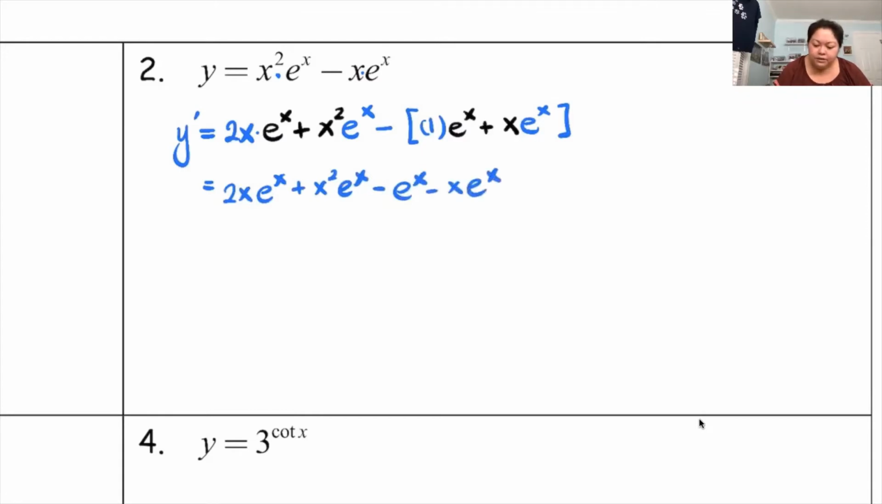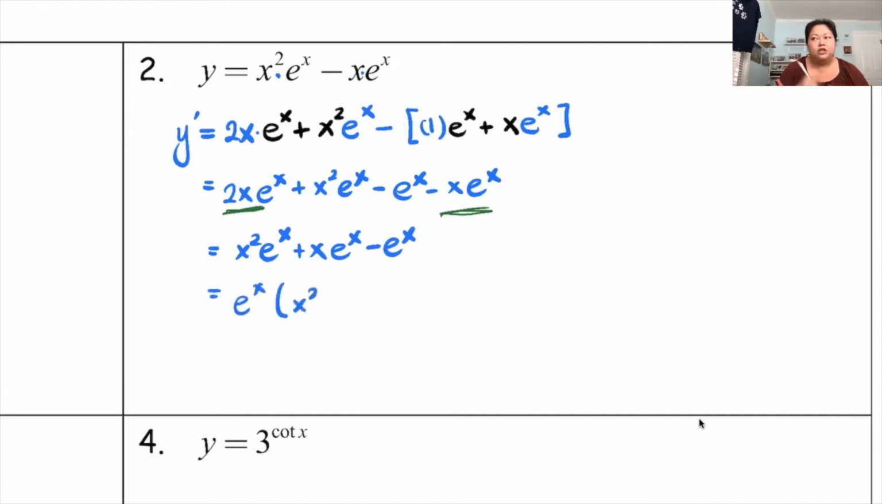Right. There is something you can combine. You have 2x e to the x and minus x e to the x. So you would have x squared e to the x plus a single x e to the x minus e to the x. What they all have in common? E to the x. So let's factor that out. Remember, we want it as factored as possible. There's a good reason for this in chapter 5 in the future.